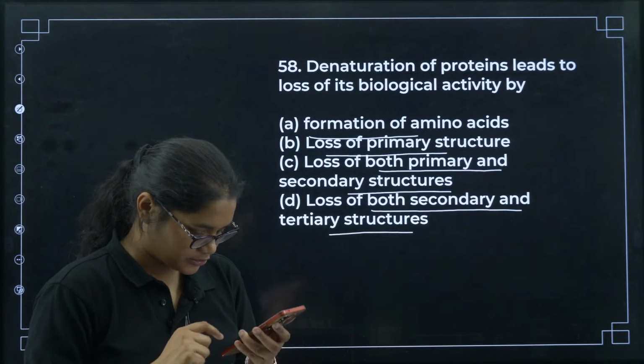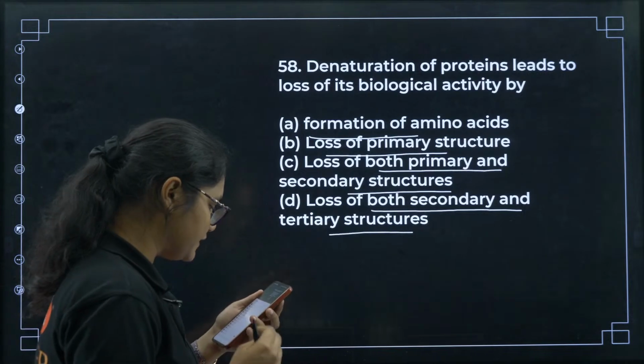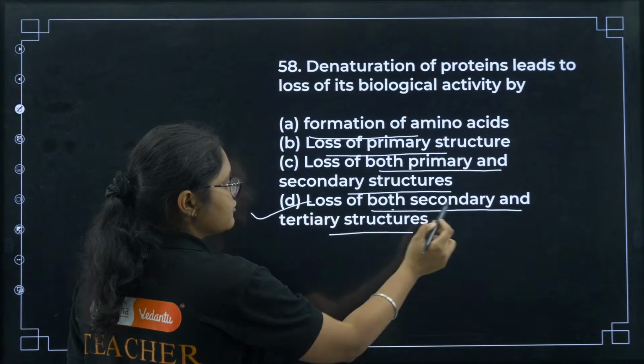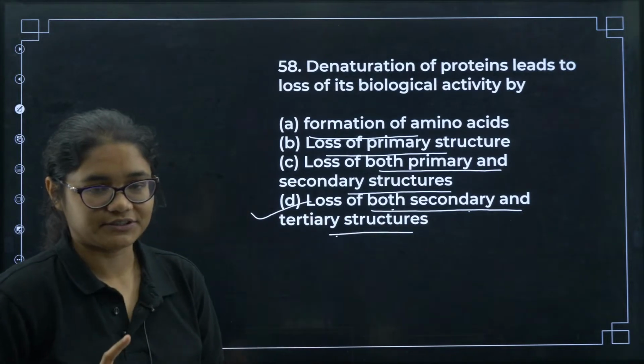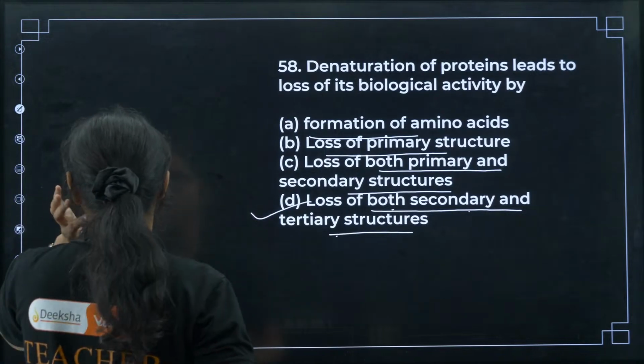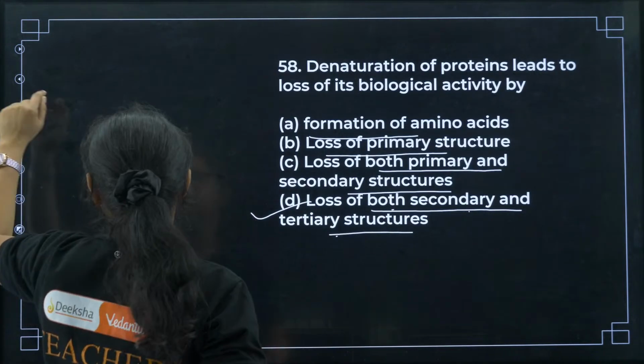So now, in denaturation of protein, what exactly happens? Yes, Kushi is correct. Loss of both secondary and tertiary structure. And remember, the primary structure remains intact in denaturation.